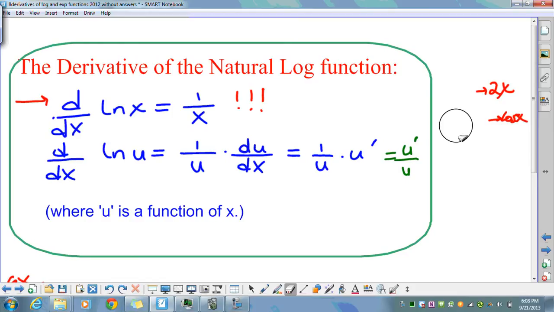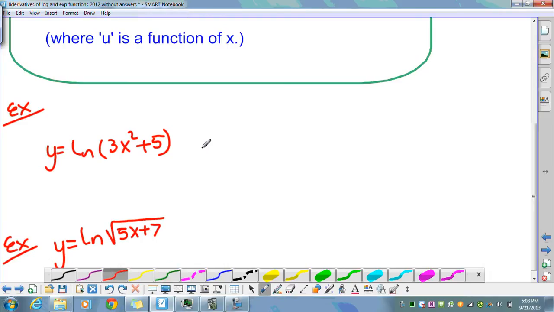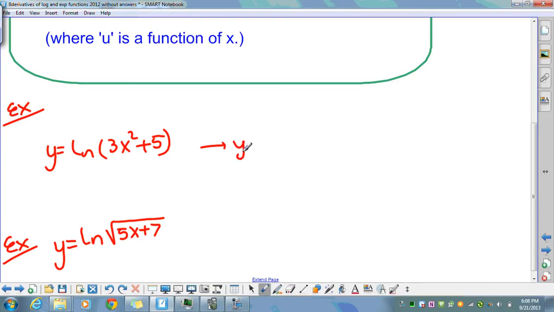Now let's do a few examples. Let's differentiate this function. The derivative will be 1 over u times u prime. What is the derivative of the inner function here? 6x. Derivative of 5 is 0, right? So we just get 6x. And you could certainly rewrite this as a single fraction: 6x divided by 3x squared plus 5.